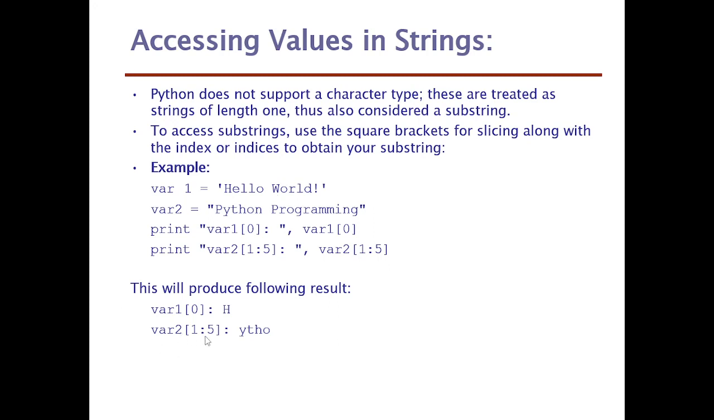In var2 we put the range from 1 to 5. So in print var2 1 to 5, index 1 is y, then 2, 3, 4, because it is inside 1 to 5, so it is greater than or equal to 1 but also less than 5. So this will result in ytho, because we start with 0, then we have 1, 2, 3, 4 and 5, so ytho.